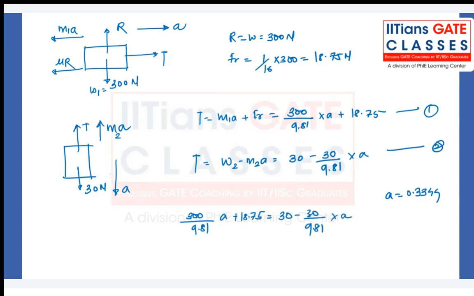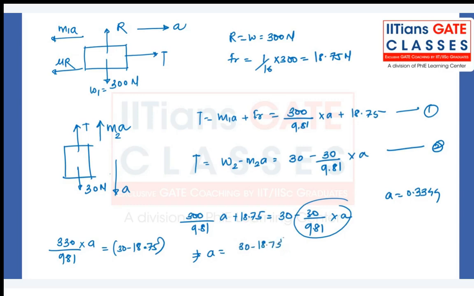Okay. So this you can take to the left hand side. A divided by 9.81 you can take common. So 30 plus 300 is 330, right? So what you'll get is 330 divided by 9.81 times A is equal to 30 minus 18.75. Okay. So what is the value of A? 30 minus 18.75 divided by 300 into 9.81. So you should get it as 0.33 for something like this.